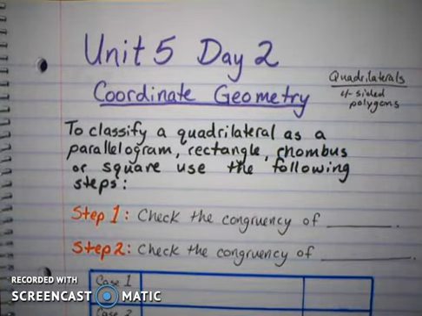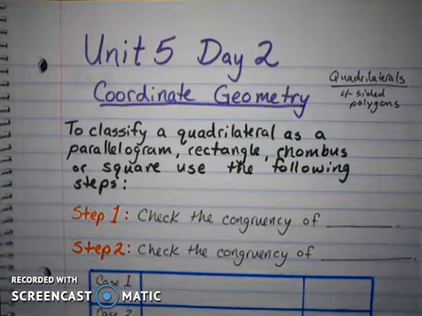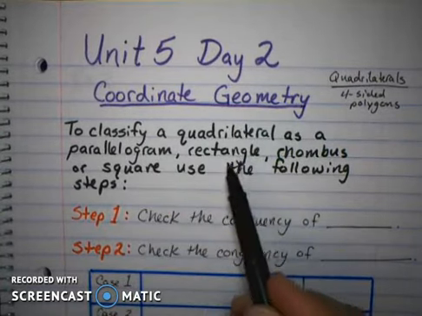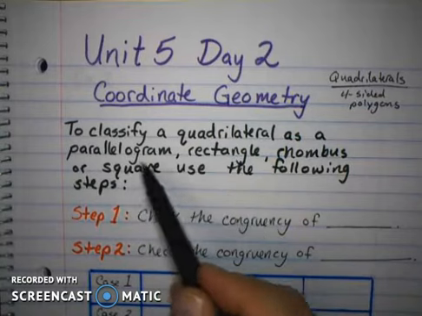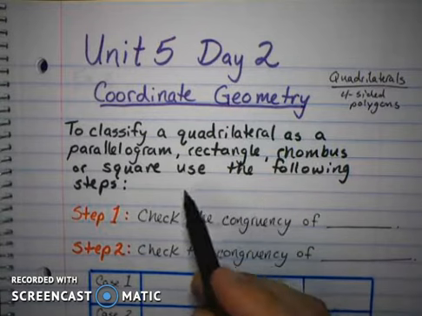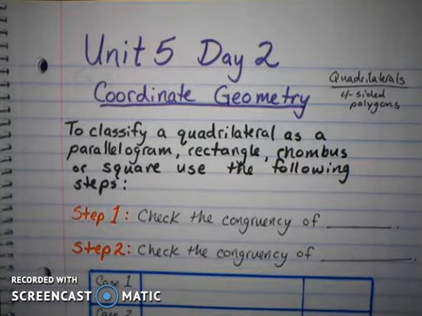Okay, then you'll remember from our Day 1 lesson in class that we talked about parallelograms, rectangles, rhombi, that's the plural of the word rhombus, and squares. So we're going to look at that in the coordinate plane. Coordinate geometry, we're going to deal with classifying quadrilaterals as parallelograms, rectangles, rhombi, or squares, and we're going to use the following steps to be able to do that in the coordinate plane, using x, y coordinates.